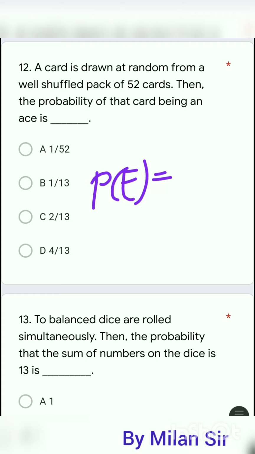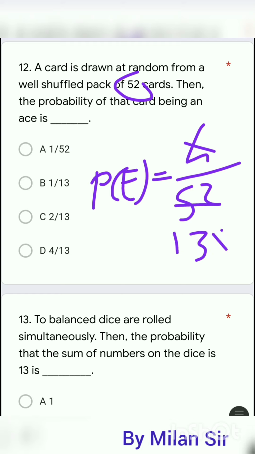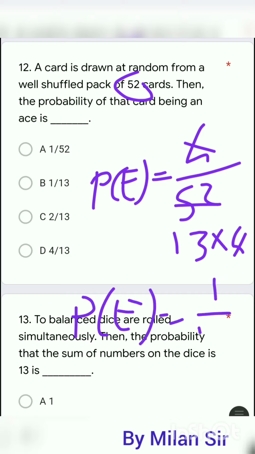So here, how many aces are there in 52 cards? 4 aces, right? Because in each suit we have one ace. So one heart ace, one diamond ace, one club ace, one spade ace. So total 4 aces we have, divided by the total number of cards, 52. Right? So 4 by 52 is the answer, but we can simplify here. 4 into 13, 13 fours are 52, 4 cancels. So P(E) is equal to 1 by 13. In the numerator nothing is there, so 1, and in the denominator 13, so 1 by 13.